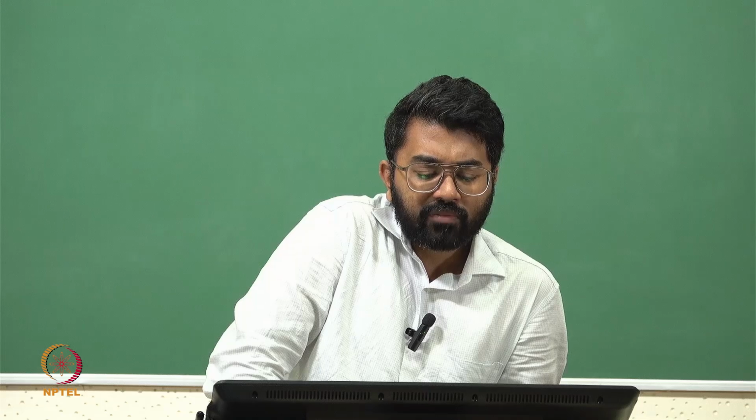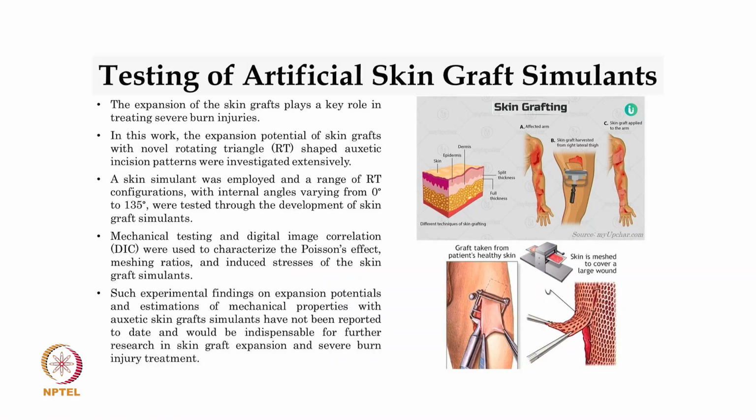Such experimental findings on expansion potentials and estimations of mechanical properties with auxetic skin graft simulants have not been studied or reported to date and would be indispensable for further research in skin graft expansion. Without the skin graft simulants or the skin simulants, we can never do this research, right? Here is a schematic of the skin grafting on the right side, and I've explained how the skin looks. Grafting is basically, like I had mentioned, you take a small piece of skin, expand it through meshing, and place it on the burn region, right?